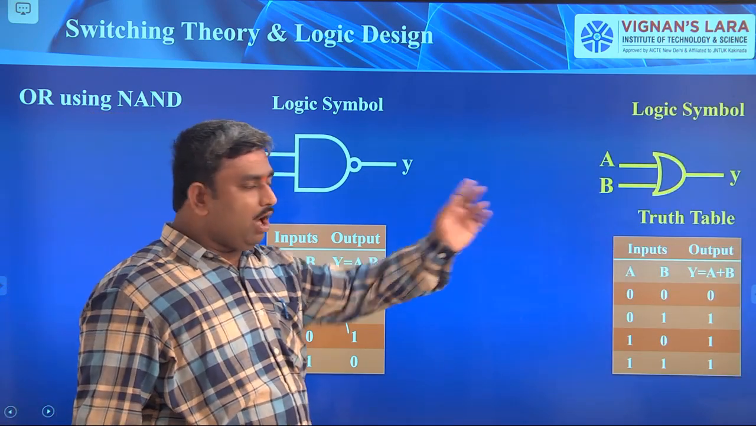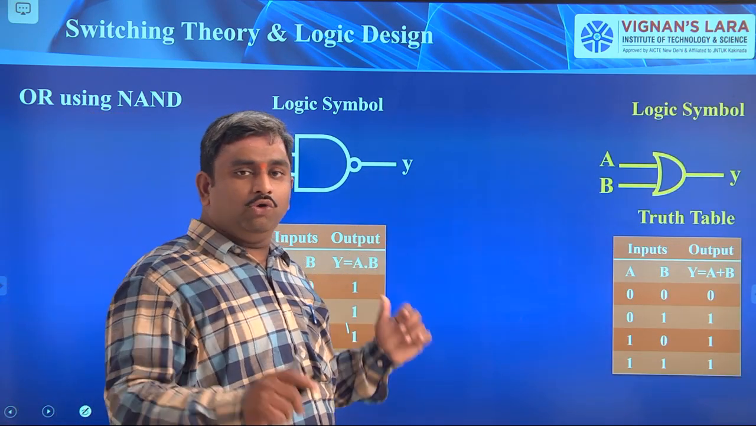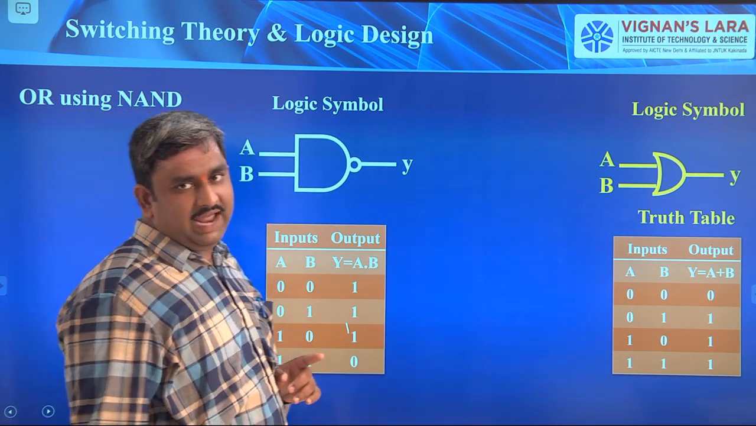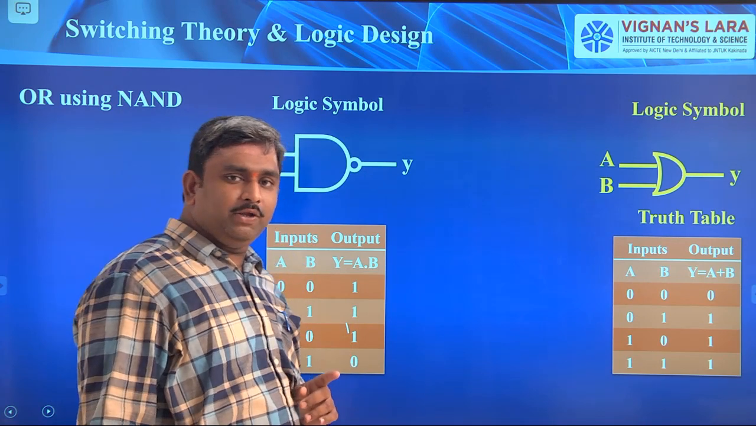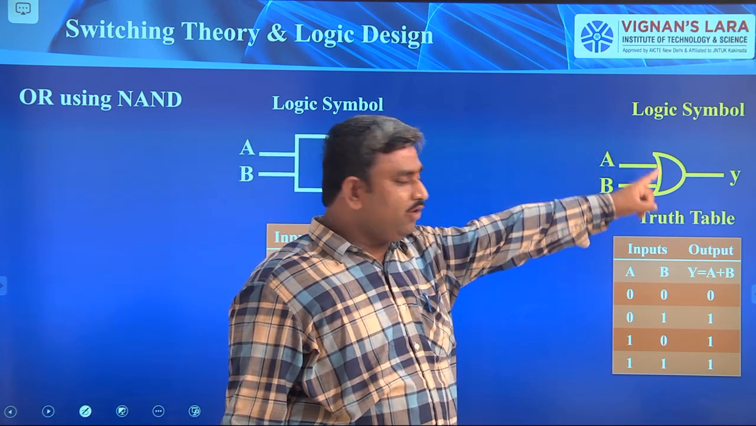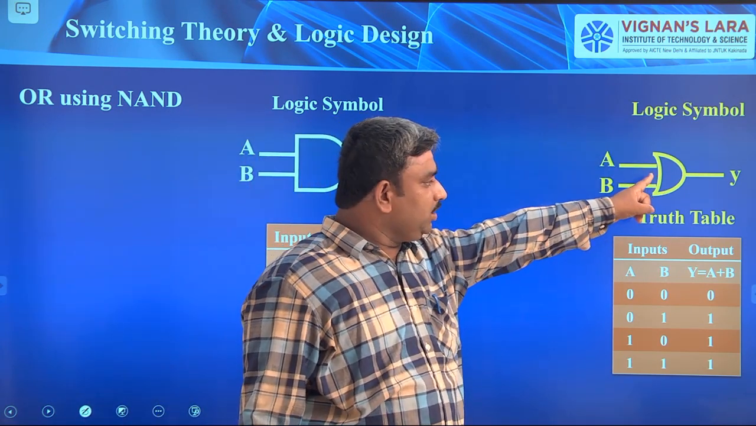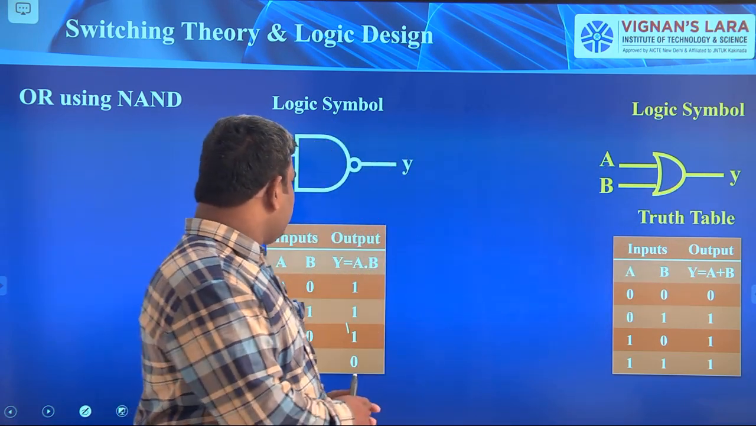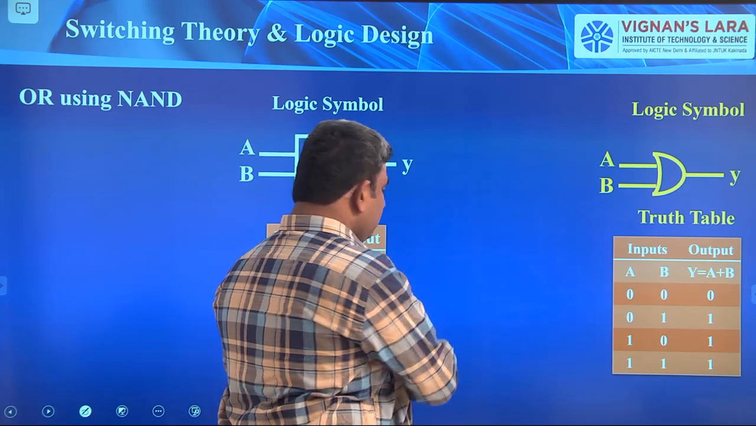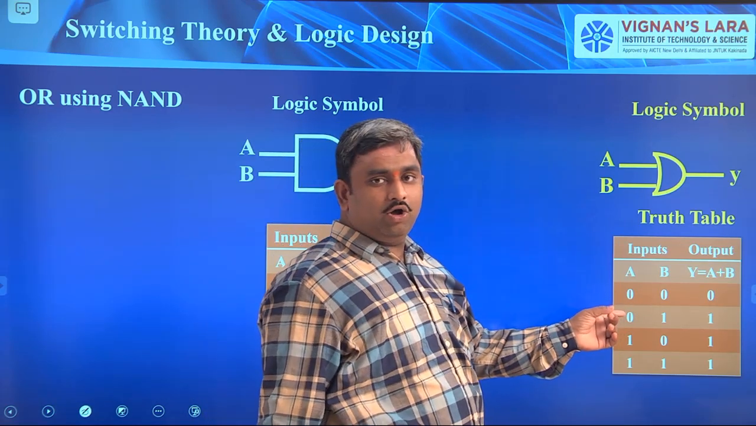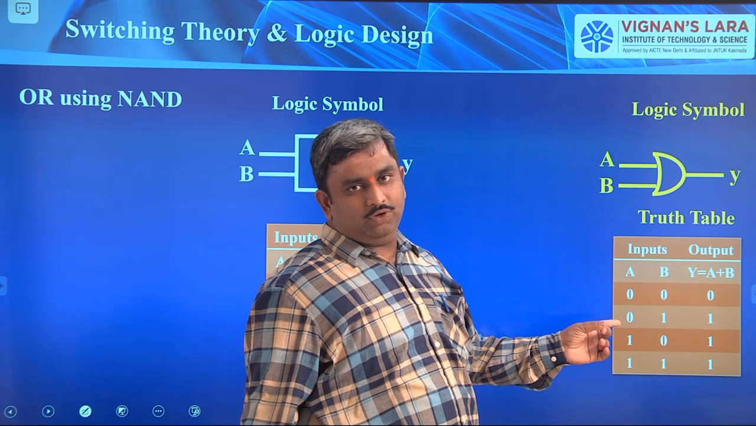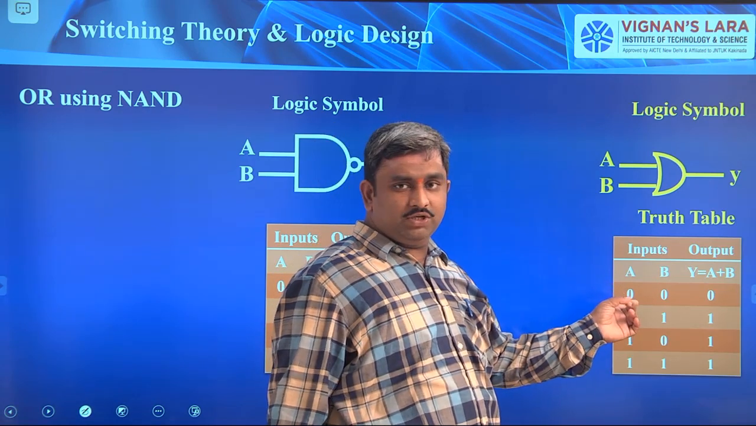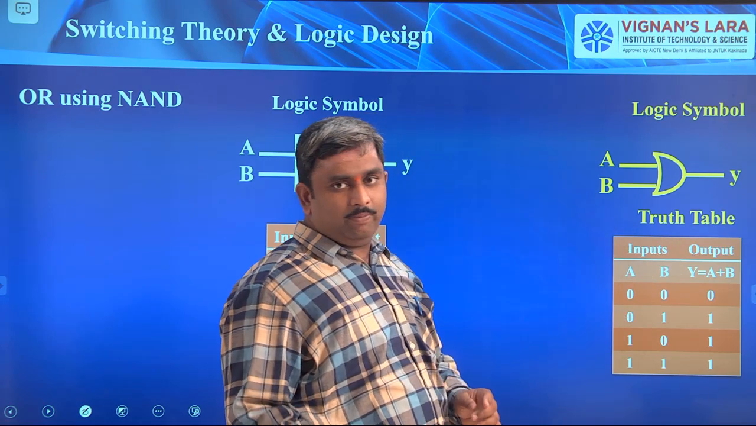Next, coming to the OR gate operation, we have seen how to represent the AND gate by using NAND gates. Now our concept is OR gate using NAND gates. How to represent the OR gate by using NAND gates. So we know the OR functionality. What is the OR functionality? Inputs A, B and Y is equal to A plus B. This is the OR gate functionality. What is the OR operation? If any one of the inputs is equal to 1, automatically the output is equal to 1. If both inputs are 0, the output is 0. This is the OR gate operation.